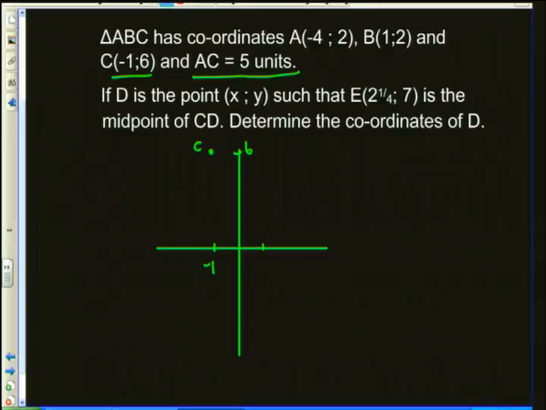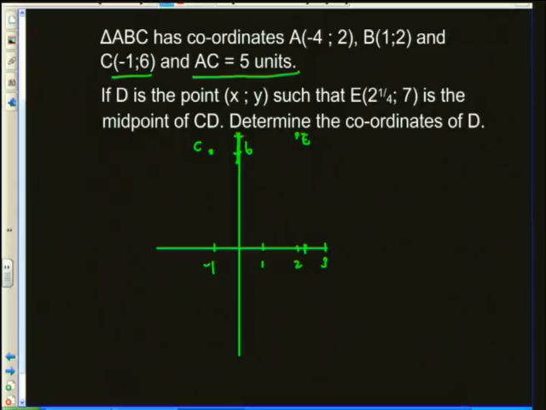Okay, let's see. If that was 1, let's make that 2, and let's make that 3. So 2 1/4, let's just make it around about there. And 7 is going to have to be slightly higher than 6. So let's estimate that point E is up there somewhere, okay?